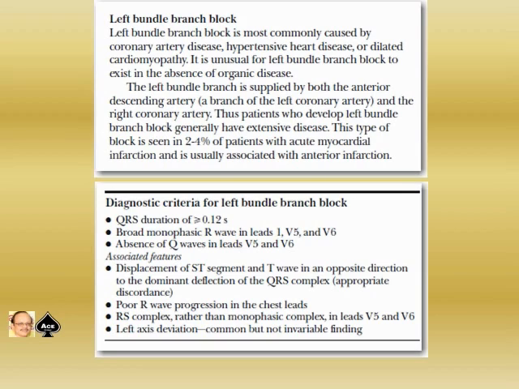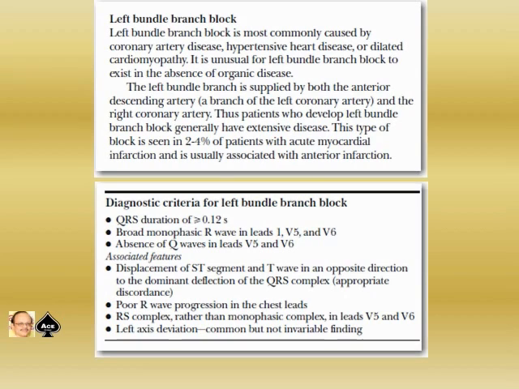Left bundle branch block is most commonly caused by coronary artery disease, hypertensive heart disease or dilated cardiomyopathy. It is unusual for left bundle branch block to exist in the absence of organic disease. Left bundle branch is supplied by both the anterior descending artery, that's a branch of left coronary artery, and the right coronary artery. Thus, patients who develop left bundle branch block generally have extensive disease.